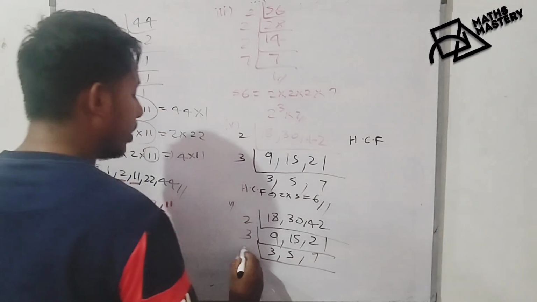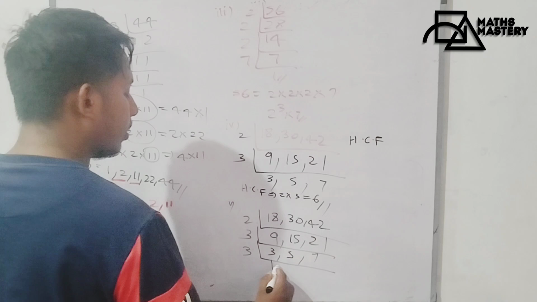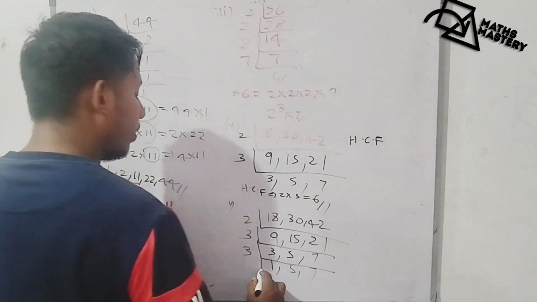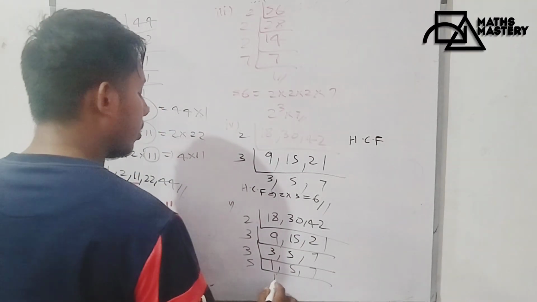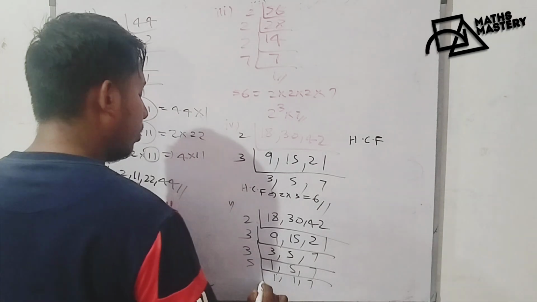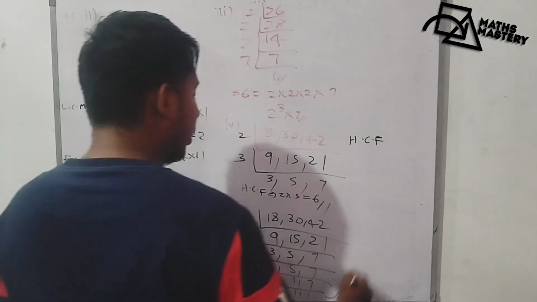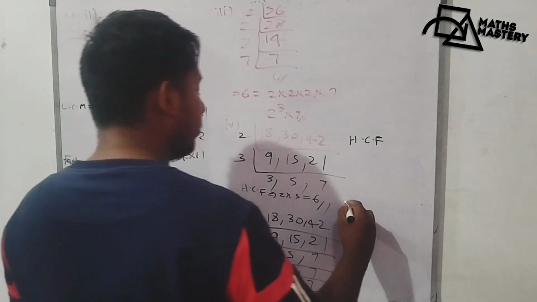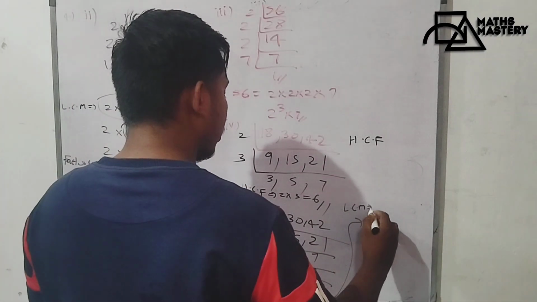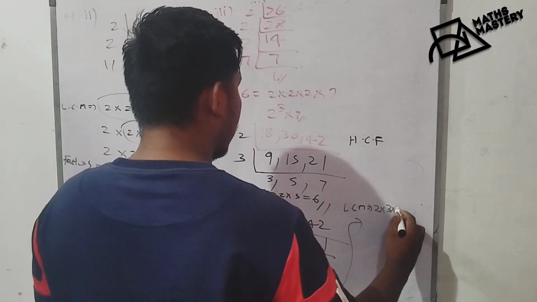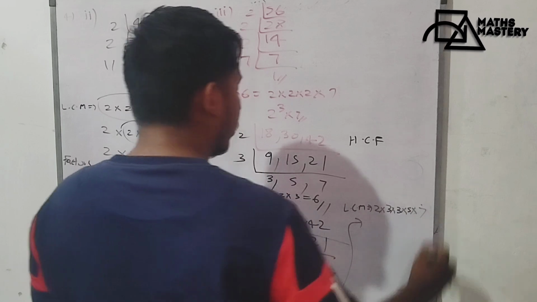So again you are going to divide by 3, because 3 is still there. 1, 5, 7. Now again you are going to divide by 5. 1, 1, 7. Again you are going to divide by 7. 1, 1, 1. So the answer here is LCM equals 2 times 3 times 3 times 5 times 7.